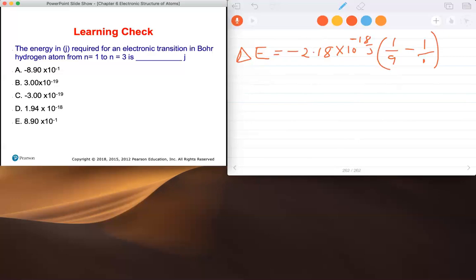times 2.18 times 10 to the negative 18, and I see positive. This is positive: 1.94 times 10 raised to negative 18 joules. Joules.